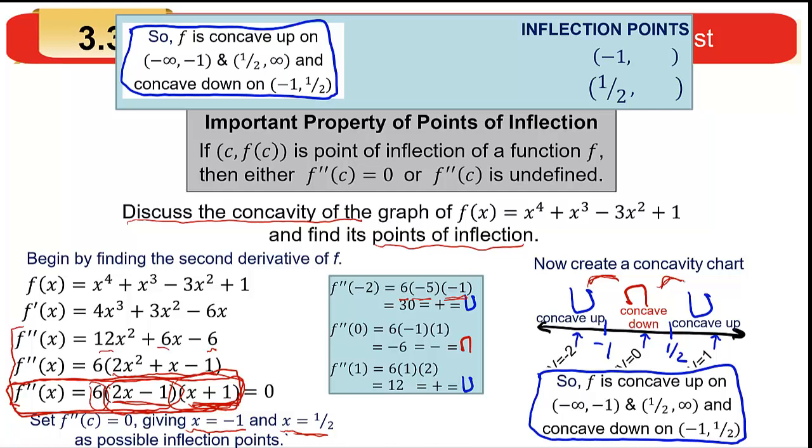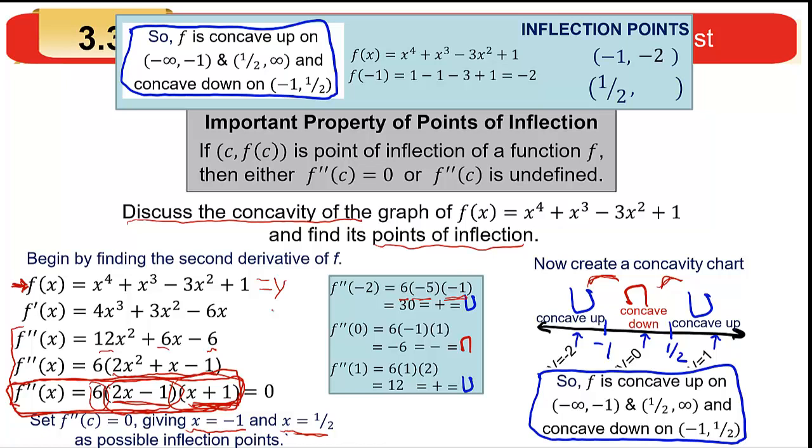Remember, when you're finding y coordinates, you always go back to the original function, plugging into the original function when you're looking for y values. I'm not going to make a big deal about this calculation. You just have to be careful. If you plug -1 in, that's easy. You end up with -2. So the inflection point there is the point -1, -2.